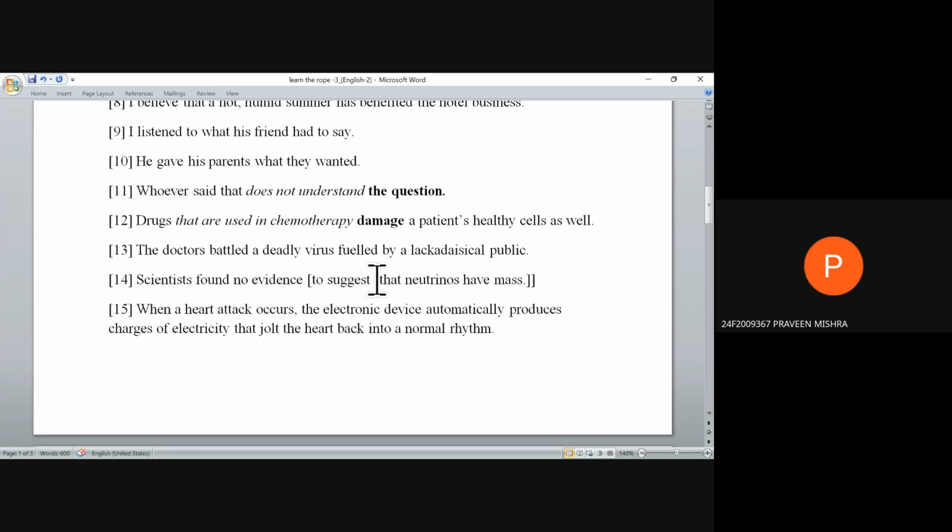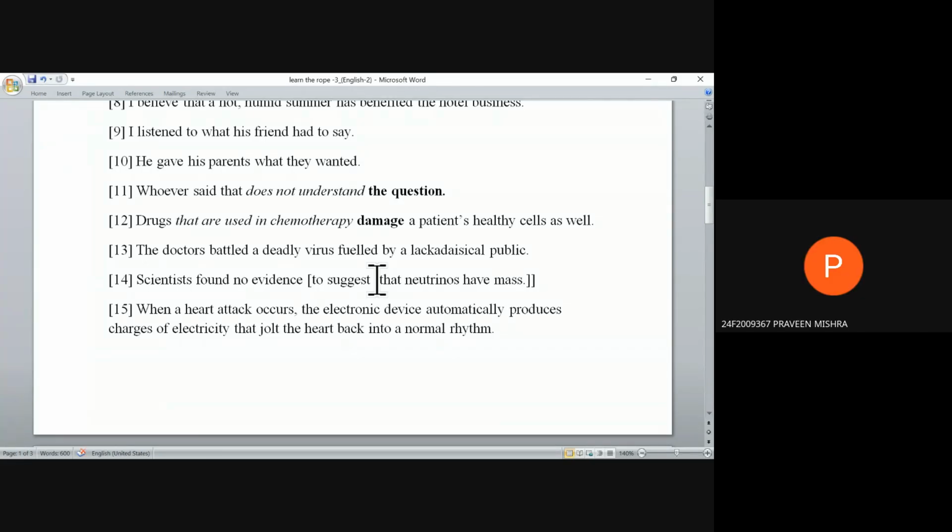Starting from that jolt the heart back into a normal rhythm. Okay, that is one subordinate clause, correct? And anything else? And I think from the electronic to rhythm. From the electronic to rhythm? No, that is an independent clause. That whole part would be considered an independent clause.